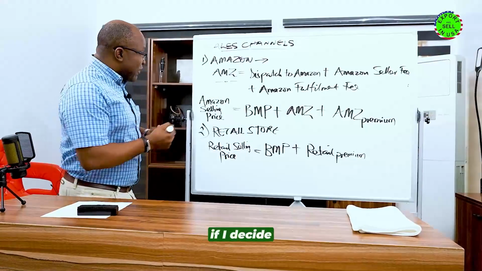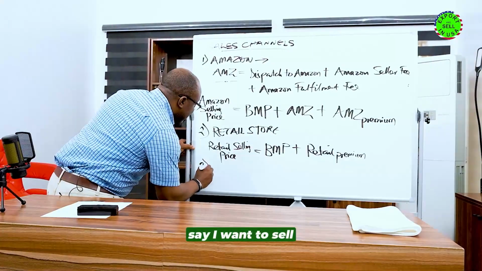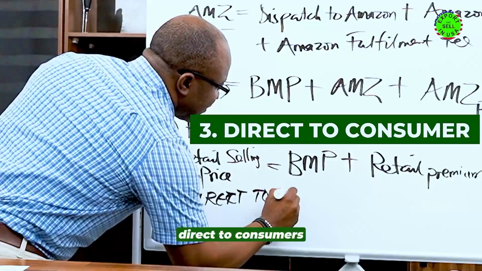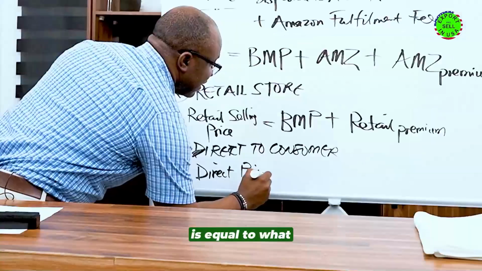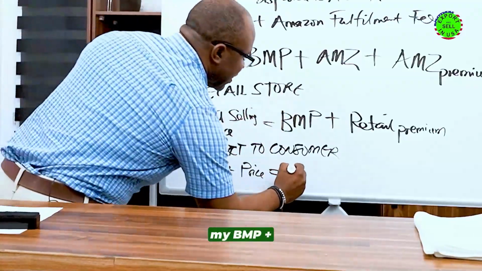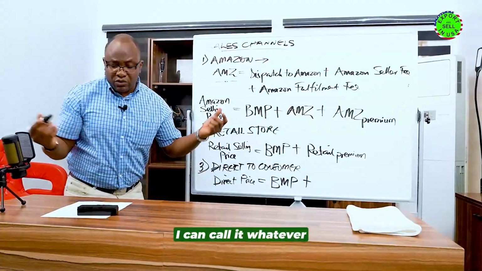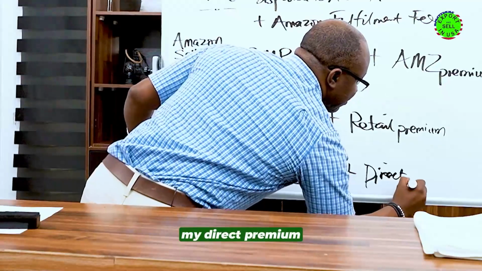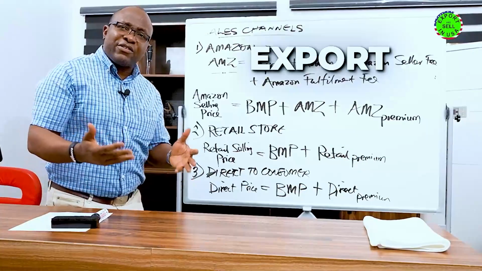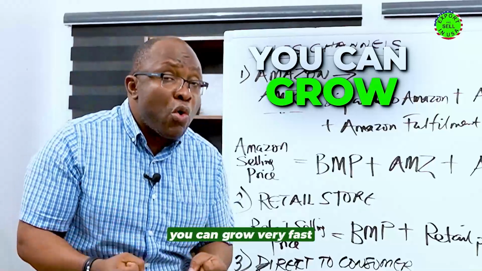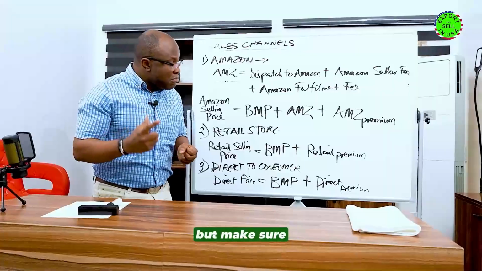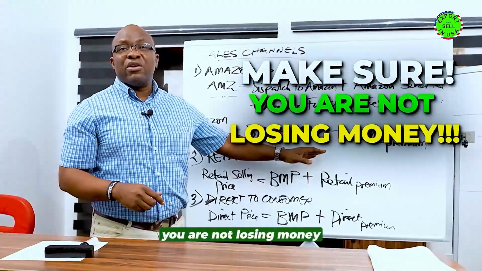The last one: if I decide, say, I want to sell direct to consumers, how much do I sell? So my direct price is equal to what? My BMP plus, I can call it whatever, my direct premium. It's as simple as that. Export is easy. It is profitable. You can grow very fast, but make sure in all that you are not losing money.